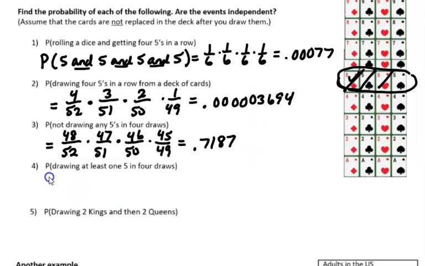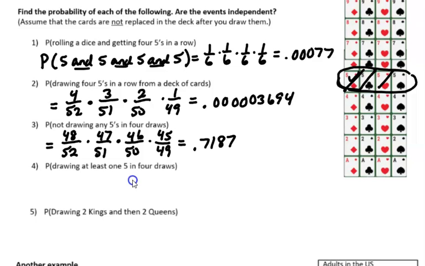Now, what's the probability of drawing at least 1 five in 4 draws? Ooh, this one's a tricky one. Drawing at least 1 five in 4 draws. So let's think that through. Drawing at least 1 five means I could draw 1 five, or 2 out of 4, or 3 out of 4, or 4 out of 4. And I could draw them in all different orders.